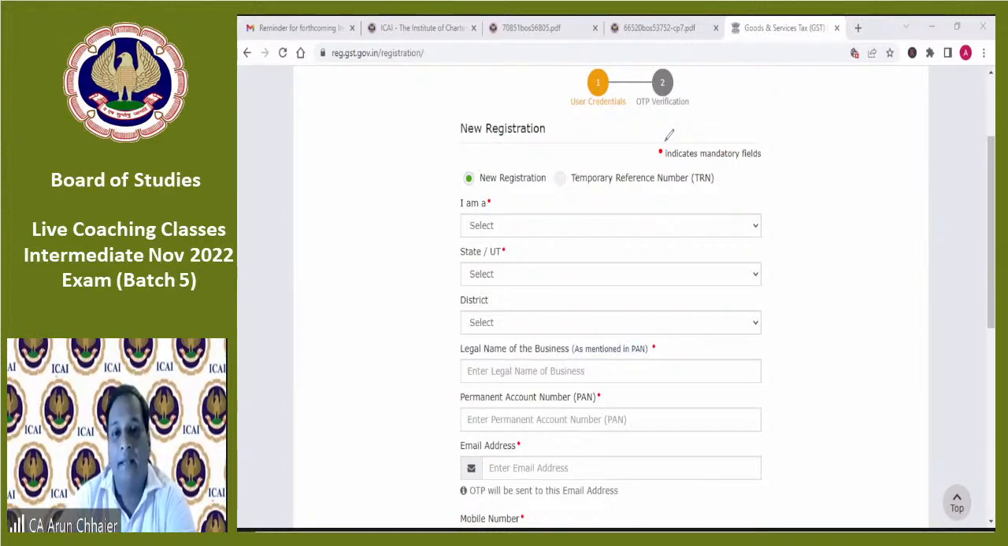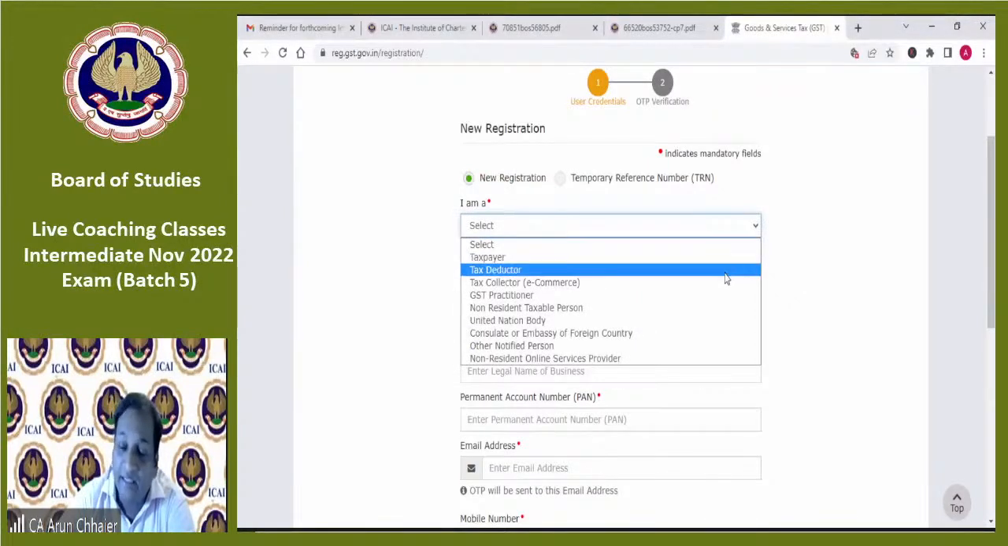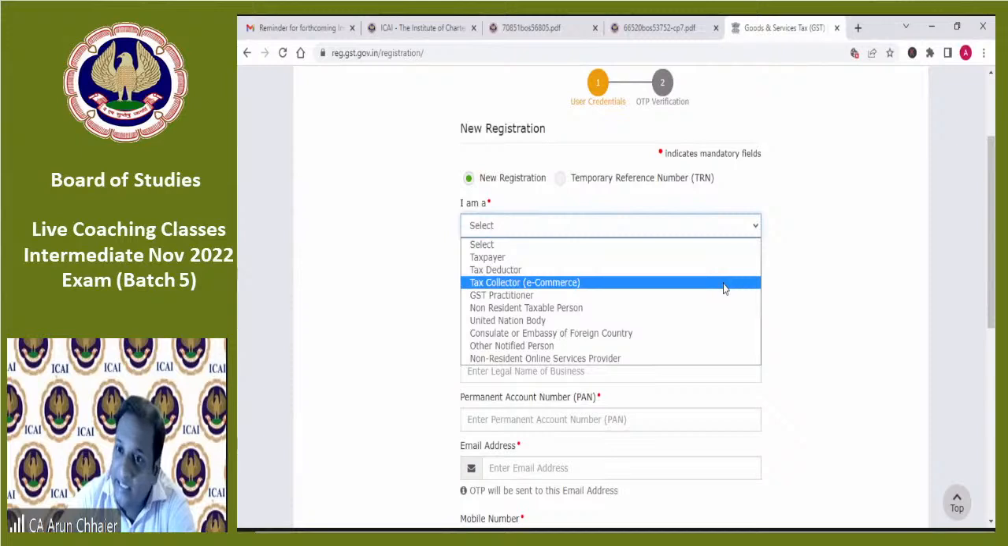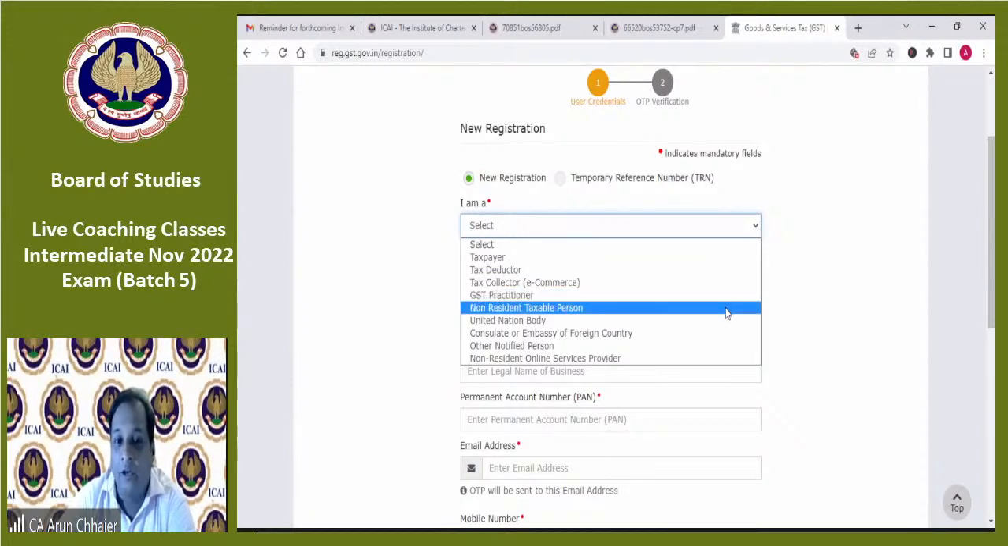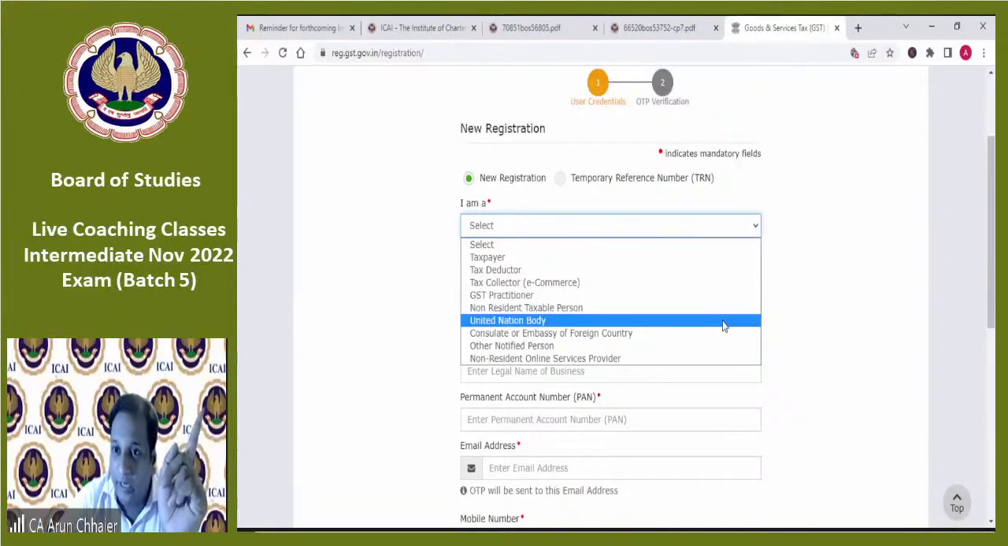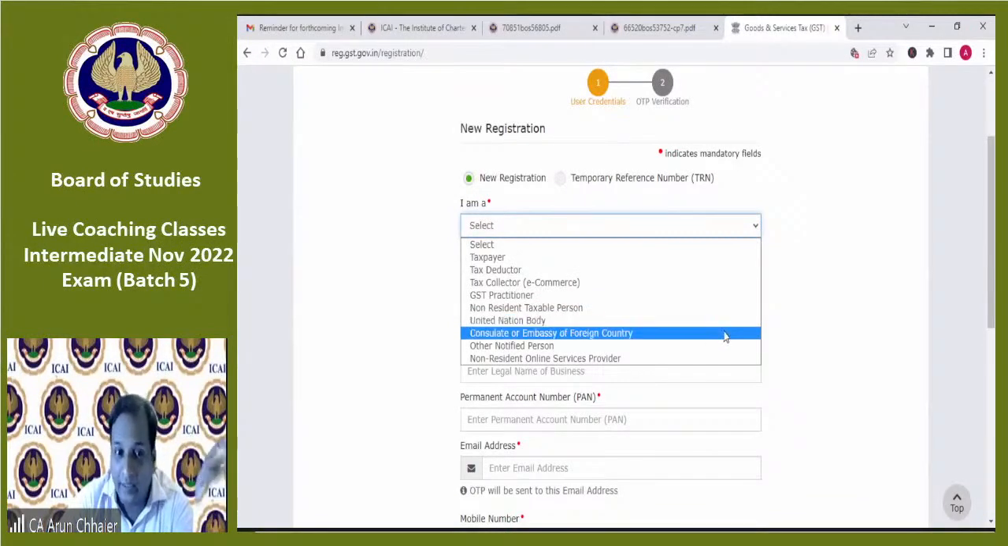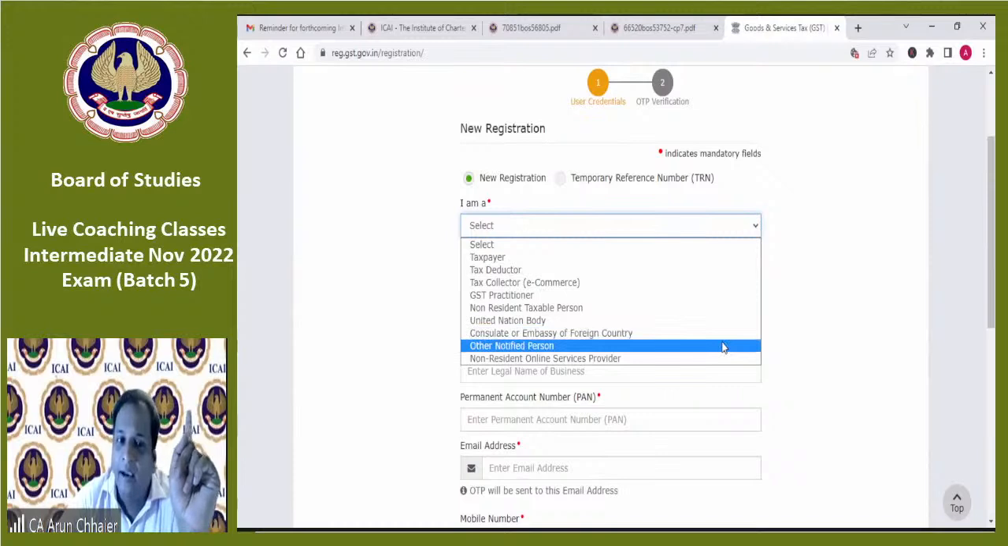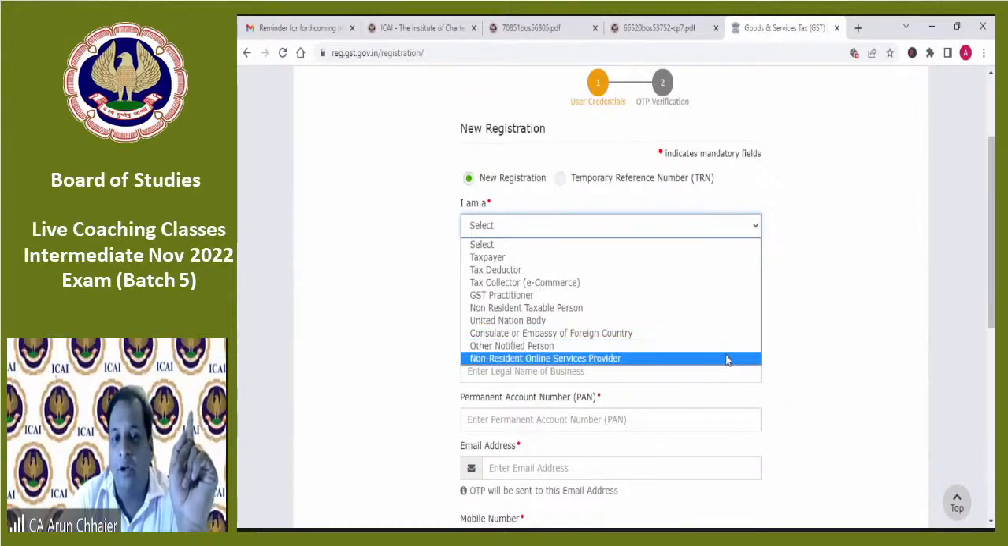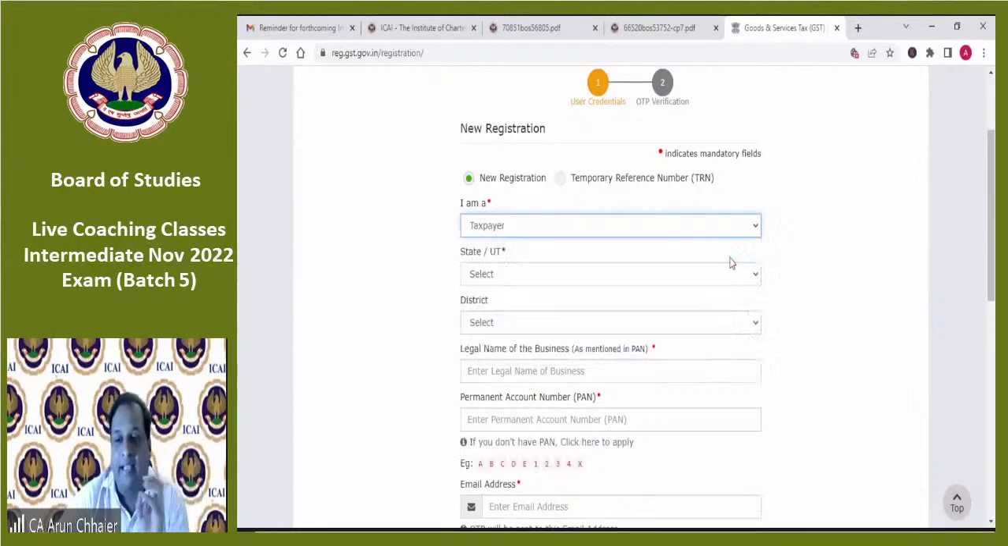First, for example, Mr. A would like to take a registration, then he has to select the category. Which category would he like to take registration in? Taxpayer, regular category, tax deductor, TCS e-commerce operator, non-resident taxable person, which we just now discussed, United Nations body, foreign embassy, UIN, consulate, UIN, other notified person or non-OIDAR. So I have to select one category.